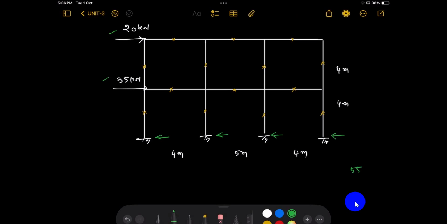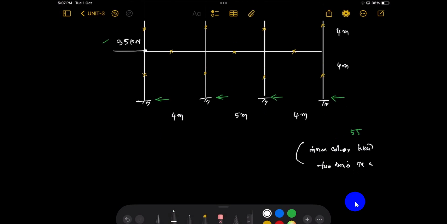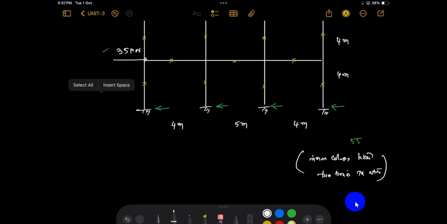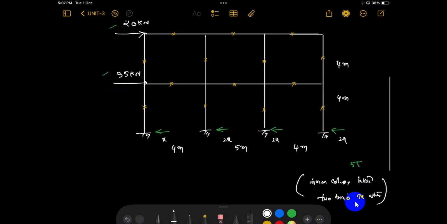The simple rule is that the inner columns take 2 times the outer column. So if you call this x, this is 2x, this is 2x, and this is x. Now coming to the total: 2 plus 2 plus 1 plus 1, 6x equals the total, 55.